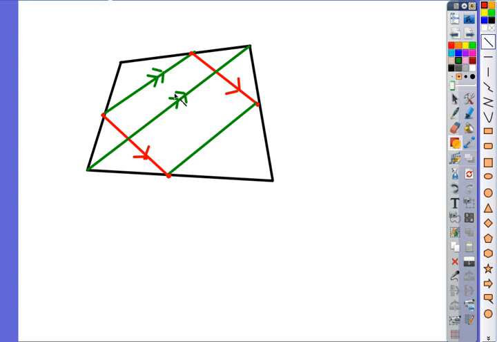So look what we've just created now. If I get rid of that diagonal and just leave the segments connecting the midpoints, look what I'm left with. I think this is just kind of amazing that this works the way it does.